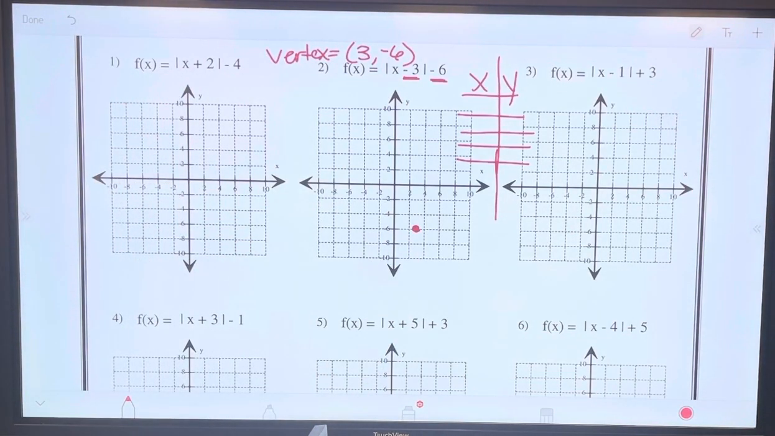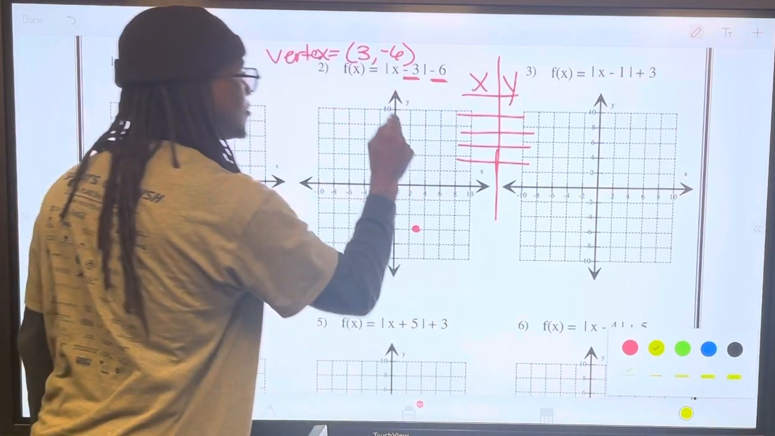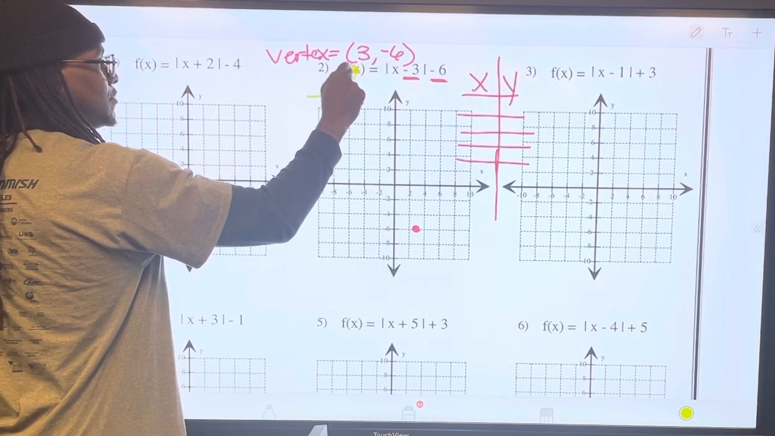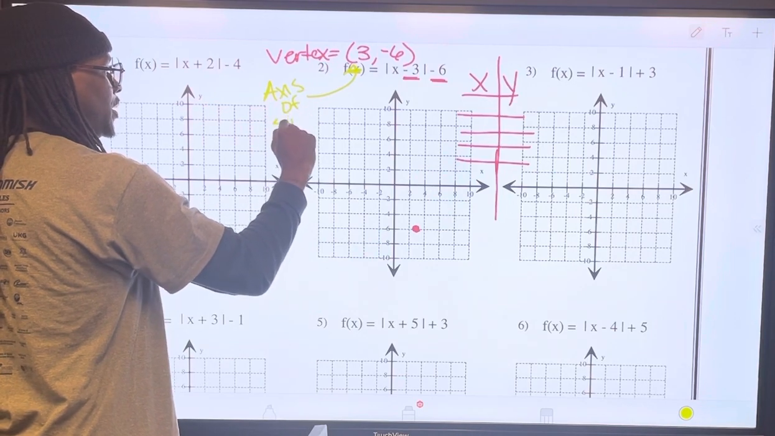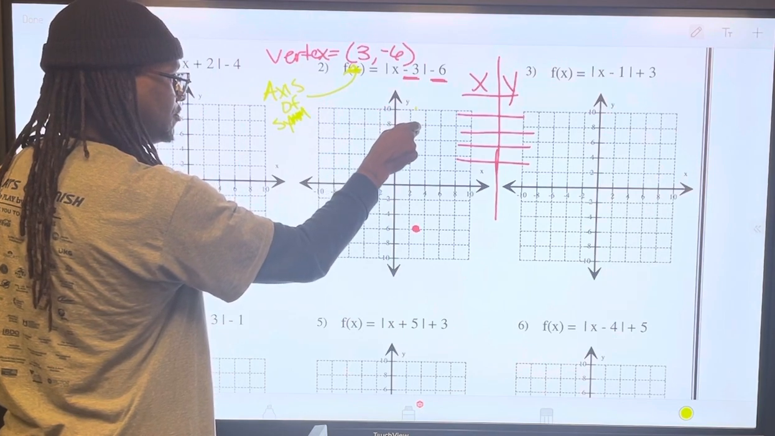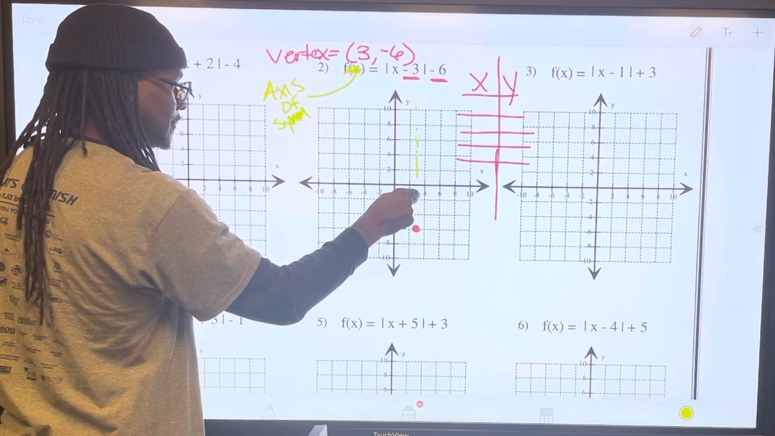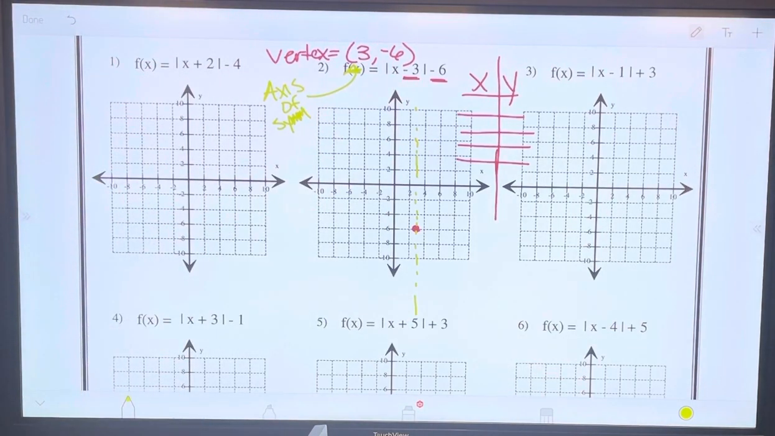What is my axis of symmetry? Remember, we said the axis of symmetry is the x value of the vertex. Good job. 3 is your axis of symmetry. If you want, on your paper when you get it, go ahead and mark your axis of symmetry. It's going to make everything that you plot easier. That's your axis of symmetry right there on 3.